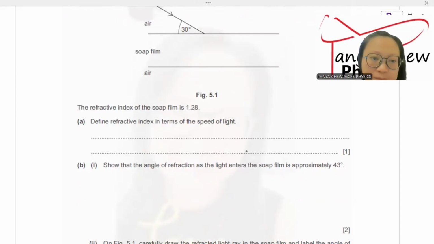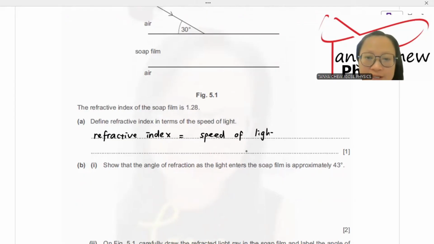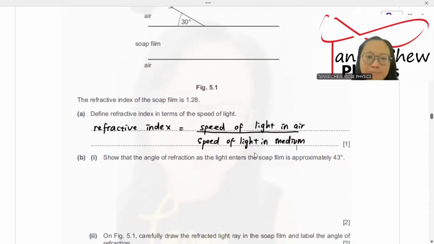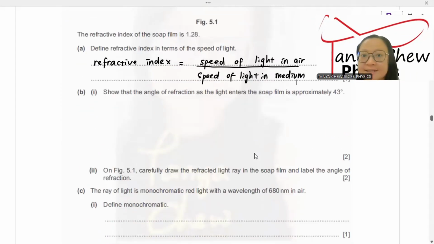So I would say refractive index is equal to speed of light, in this case in air, divided by speed of light in medium. I'm done. B, show that the angle of refraction as the light enters the soap film is about 43 degrees.